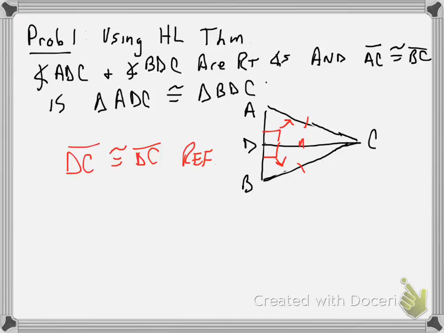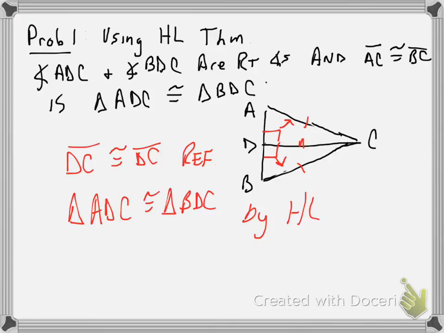okay, I can say that triangle ADC is congruent to triangle BDC by HL. Now, this is not a formal proof, but I just wanted us to talk about how you can come about with HL.